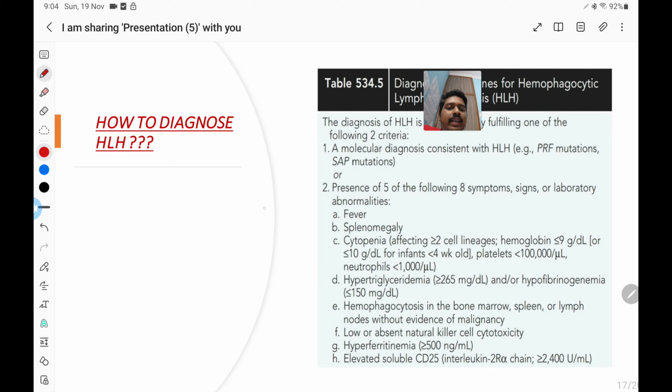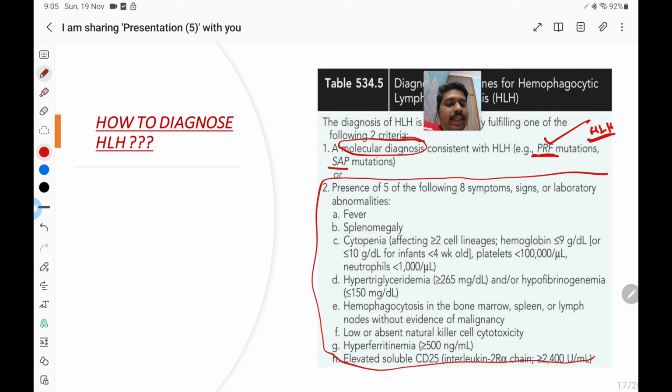So this is the criteria which we followed. There are two criteria. One is if you have a molecular diagnosis, that is with any PRF mutation, that is perforin mutation, or SAP mutation, then that is diagnostic of HLH. HLH is confirmed. If not, then you have to fulfill 5 out of the 8 criteria.